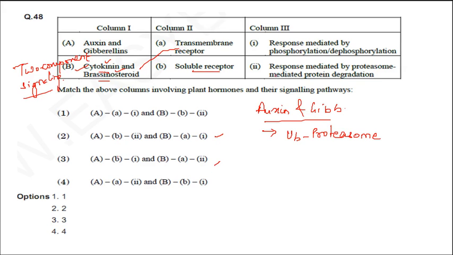Now again, I told you about the proteasome degradation pathway, and I told you that cytokinin is a two component signaling pathway involving several histidine kinases. So B, A and 1 is seen here, as well as the soluble receptor, which is auxin and gibberellin. They degrade their repressor by the proteasome pathway. So A, B2 and BA1, this is the correct option. 2 is the correct option.